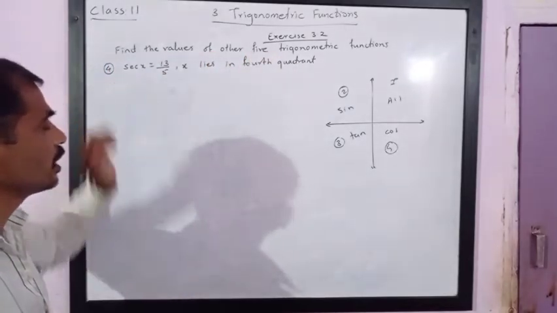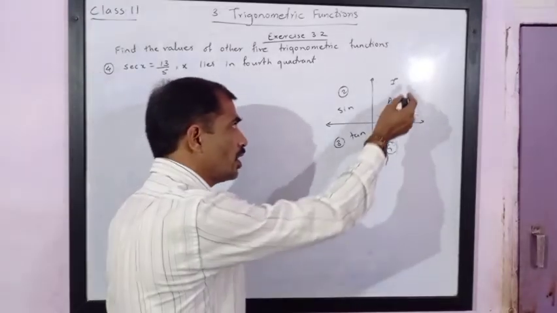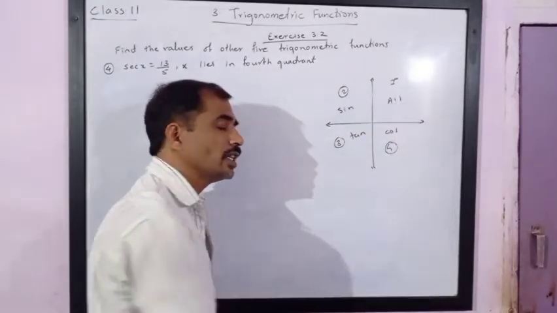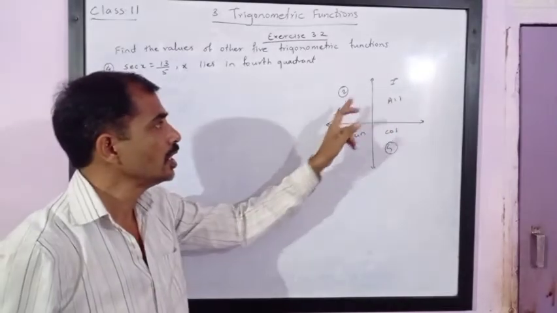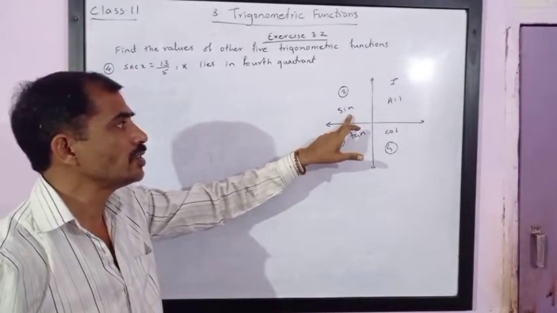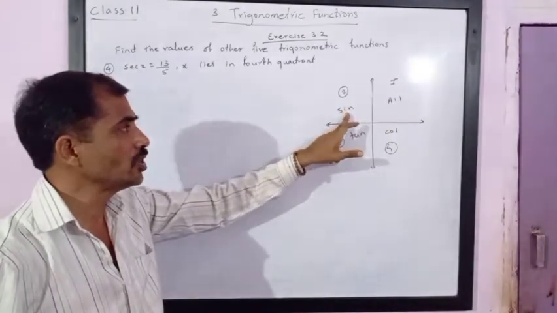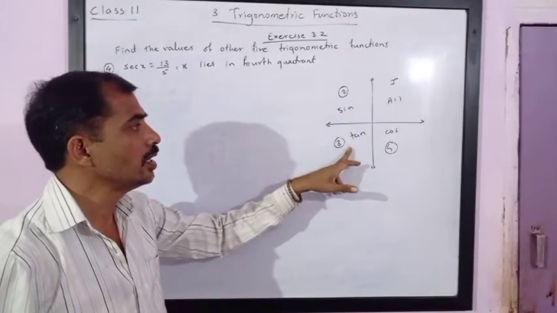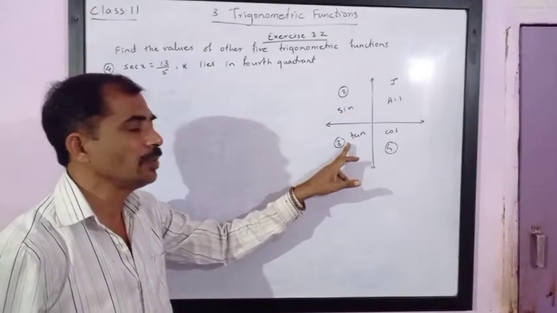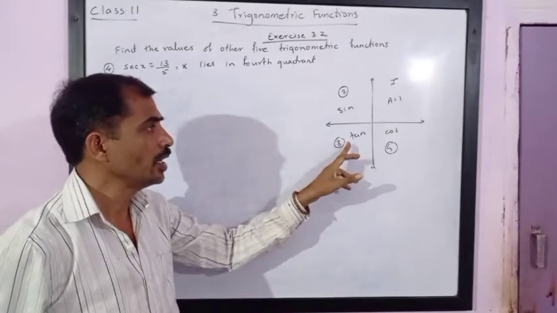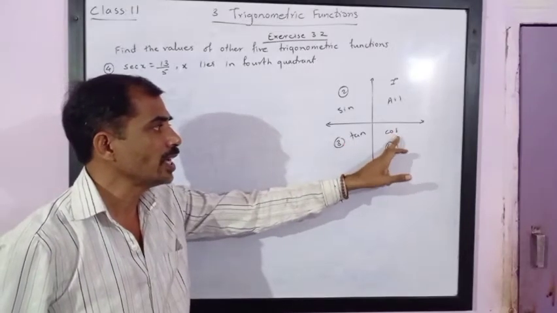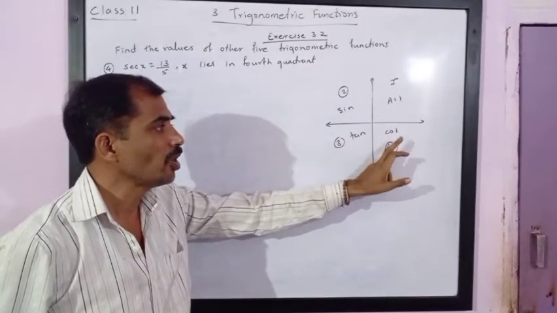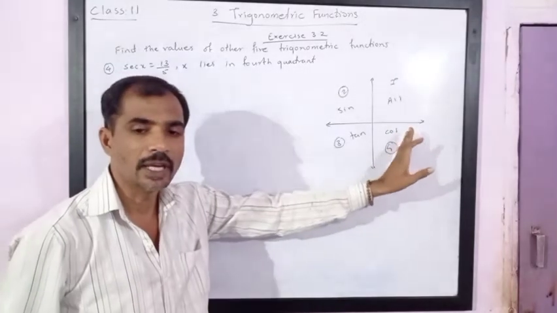So we are given sec. Please note, in the first quadrant we have studied that all trigonometric ratios are positive. In the second quadrant, sine and its inverse, that is cosec, are positive, the remaining are negative. In the third quadrant, tan and cot are positive, the remaining are negative. In the fourth quadrant, cos and its inverse sec are positive and all the others are negative.